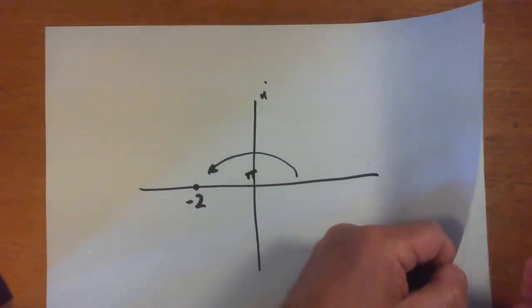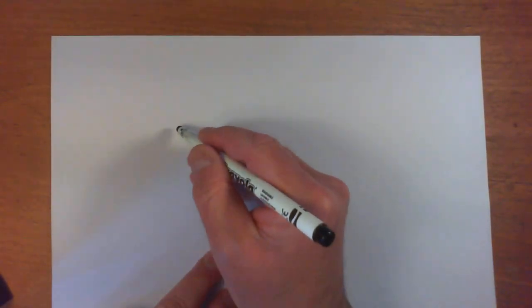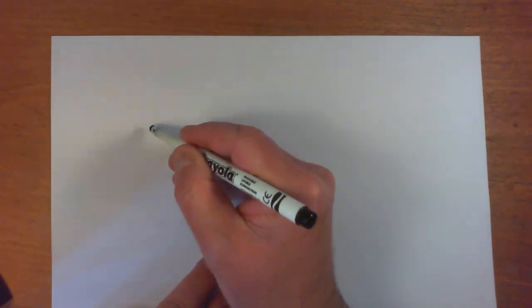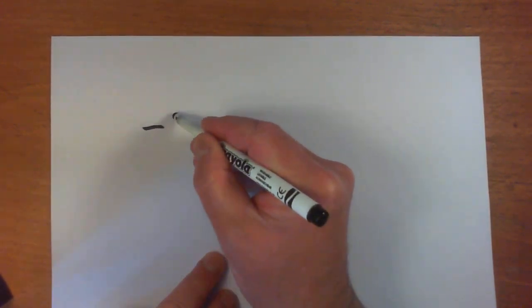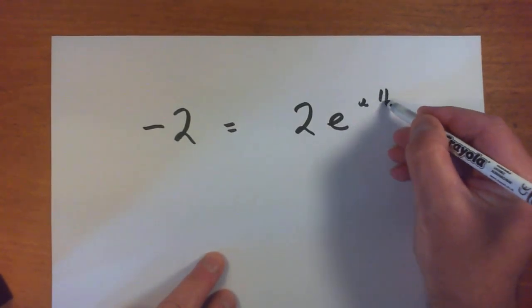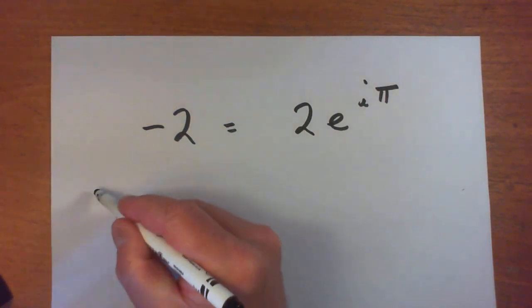Right, so if I was to write that, -2 equals 2e^(i pi). And that's really, with a bit of thought, you should be able to go from there to find out the natural log. It's very straightforward.